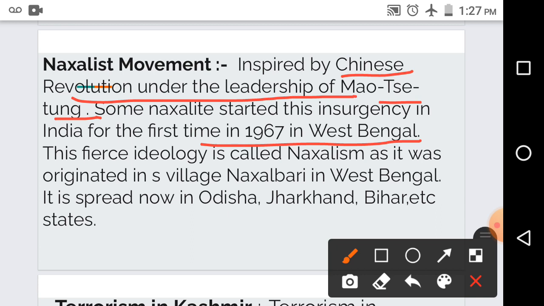This fierce ideology is called Naxalism because it originated from the village called Naxalbari in West Bengal. With its beginning in West Bengal, now it has spread into different parts of the country, in different states like Orissa, Jharkhand, Bihar, Andhra Pradesh, Tripura, Madhya Pradesh, the mountainous and forest region, and hence it is day by day spreading in other parts of the country.